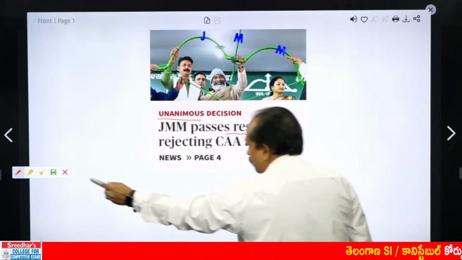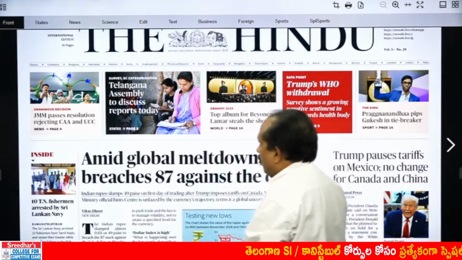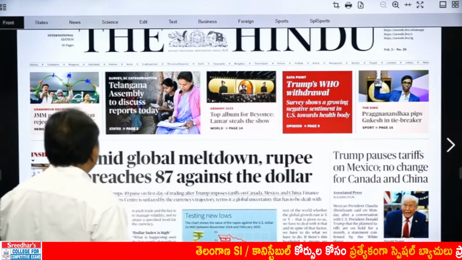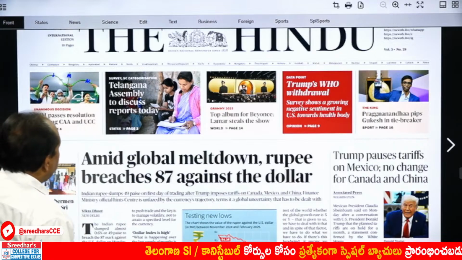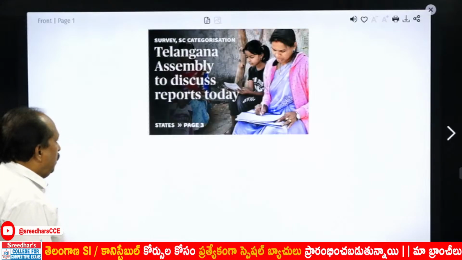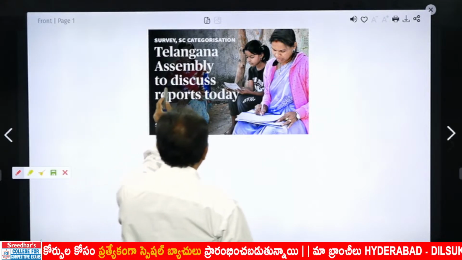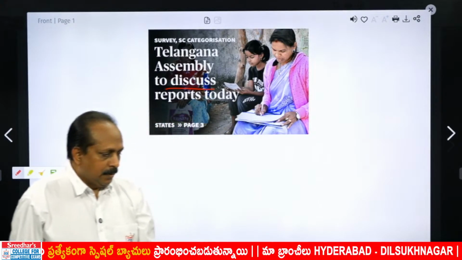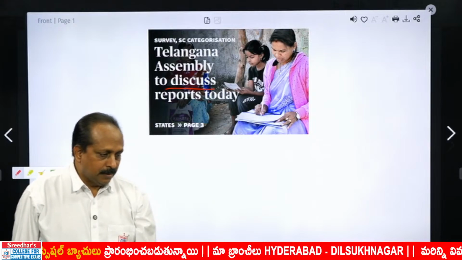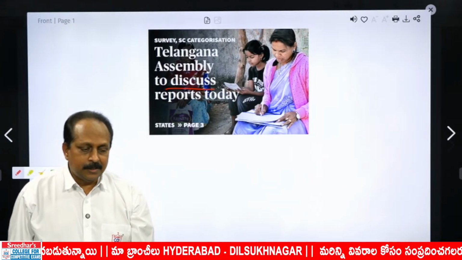Now let us go to the second snippet. There is nothing as such. Survey SC categorization, Telangana Assembly to discuss reports today. But there is one important word you have to focus on. What is that word? Telangana Assembly to discuss reports today. Tell me, why is it important, the word discuss?